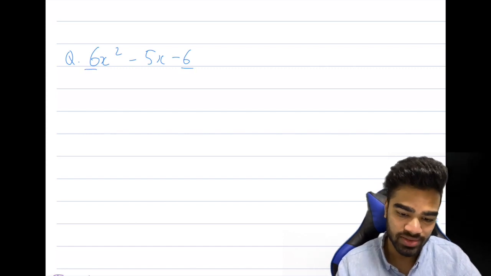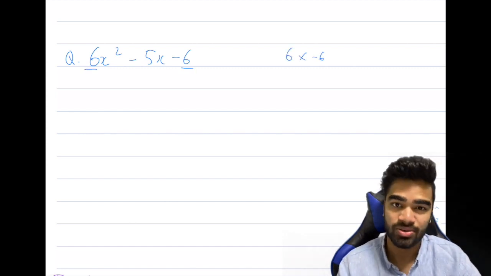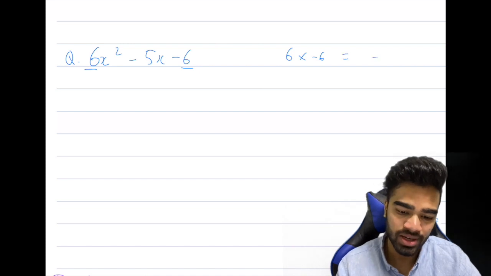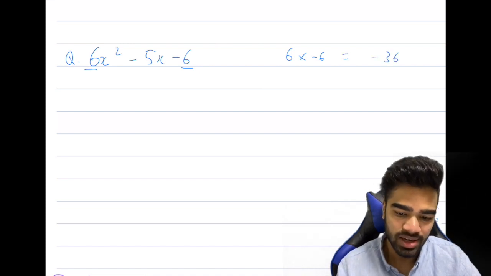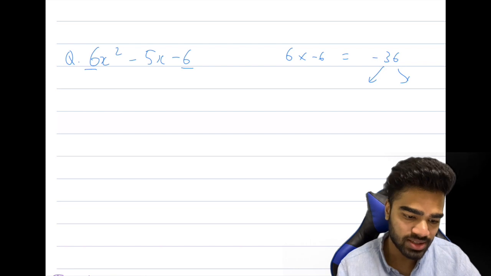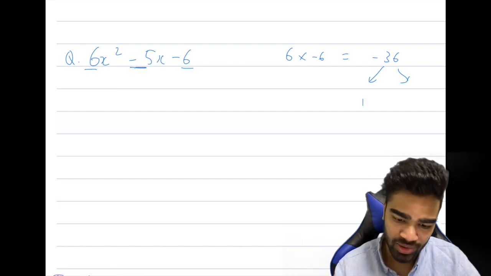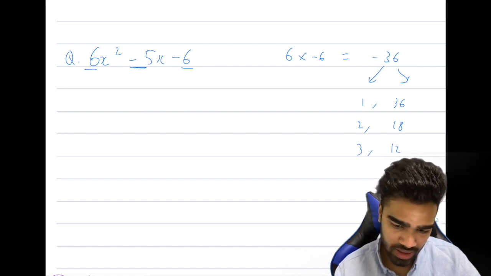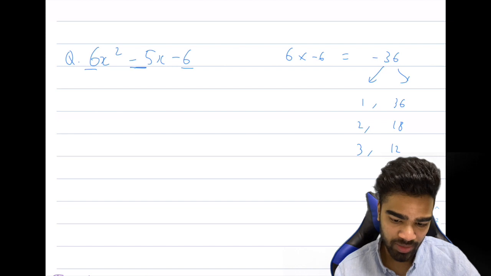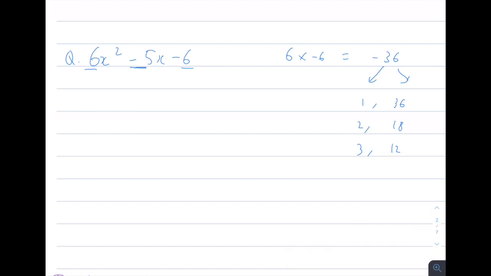6 multiplied by negative 6. So multiply the first and the last number, you get negative 36. Next, we want factors of negative 36 that add to negative 5. Let's do it. 1, 36, no. 2 and 18, probably not. 3 and 12, so 3 plus 12 is 15, 3 minus 12 is negative 9, so no. 4 and 9, 4 plus 9 is 13, 4 minus 9 is negative 5. Oh, well, there you go. So it's positive 4 and negative 9.